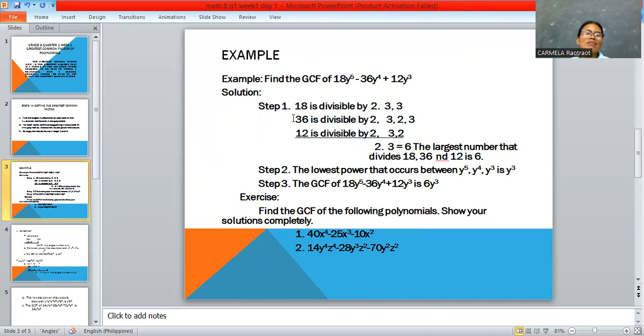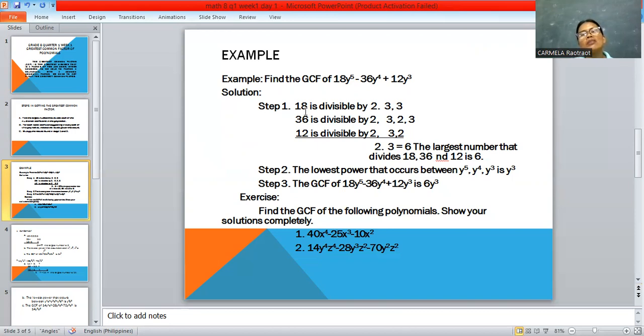The given example is to find the GCF of 18y^5 - 36y^4 + 12y^3. Again, the first step is to get the largest number that divides 18, 36, and 12. How? You do prime factorization.